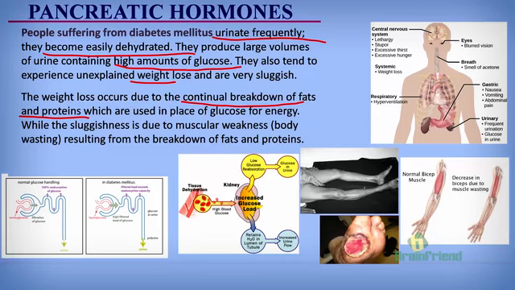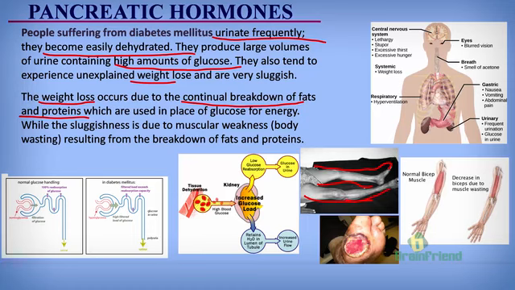So fatty tissues in the body will be broken down and used for energy. Proteins in the body will also be broken down and used for energy, and all of these molecules are usually in the muscles. So the breakdown of the muscle tissues to yield fats and proteins, which are used in place of glucose for energy, will result in weight loss. So tissues of the body will break down, and you discover that even though a person was on the big side, after some time of suffering from diabetes mellitus, the person will tend to lose weight.